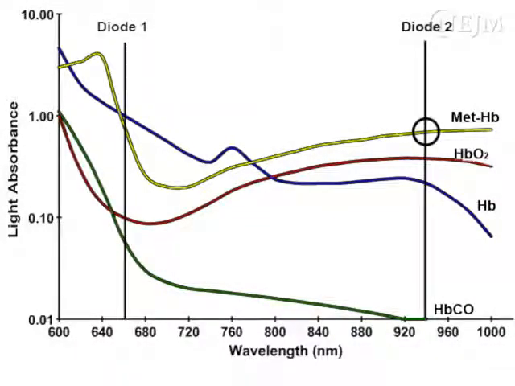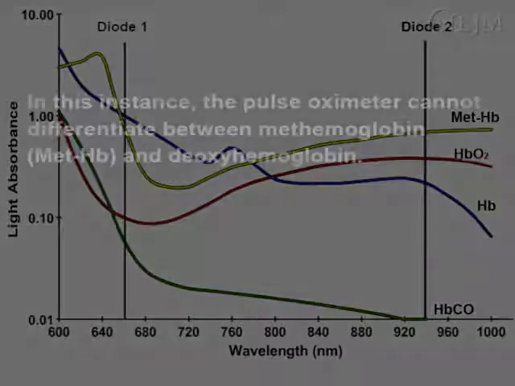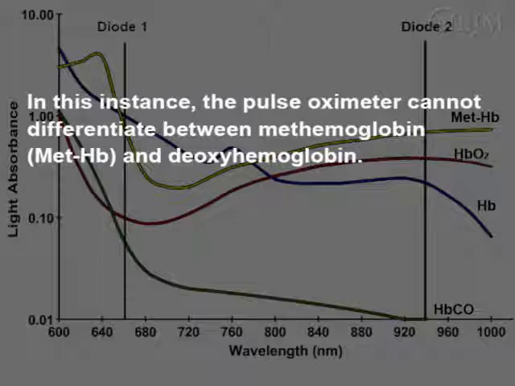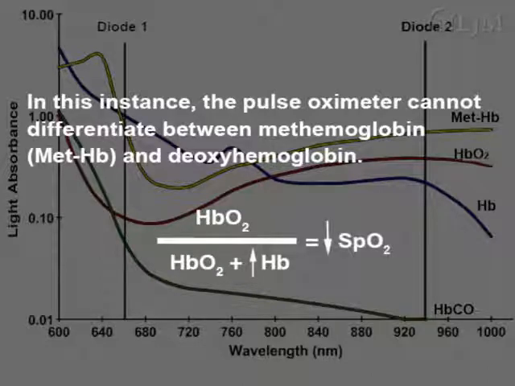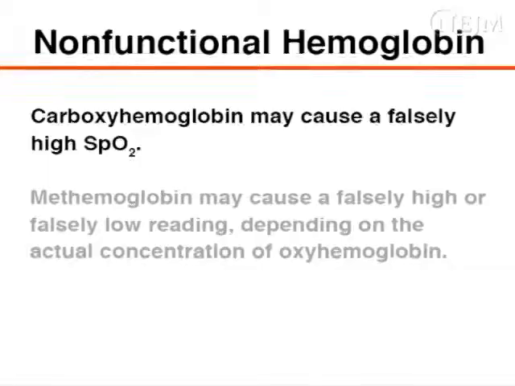At 940 nanometers, methemoglobin absorbs more light than either deoxyhemoglobin or oxyhemoglobin. At 660 nanometers, the light absorption of methemoglobin is similar to that of deoxyhemoglobin. In this instance, the pulse oximeter cannot differentiate between methemoglobin and deoxyhemoglobin and may incorrectly detect an elevated deoxyhemoglobin concentration, resulting in a falsely low interpretation of arterial blood oxygen saturation.